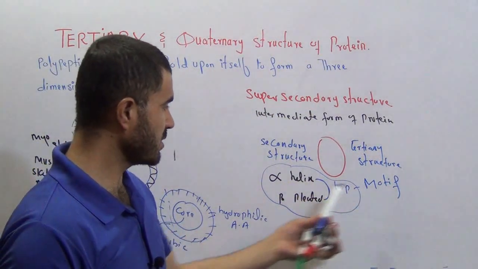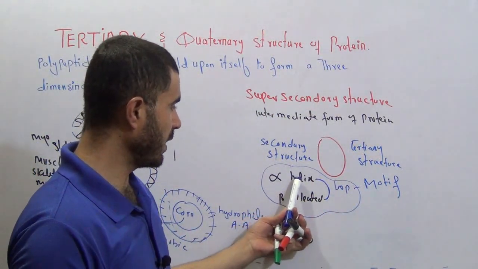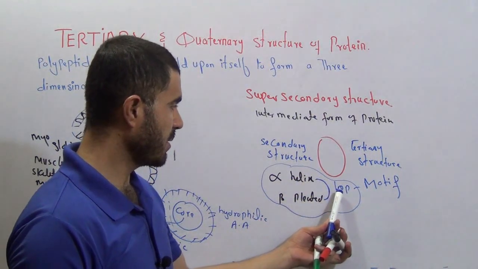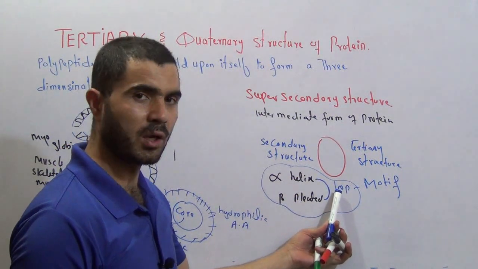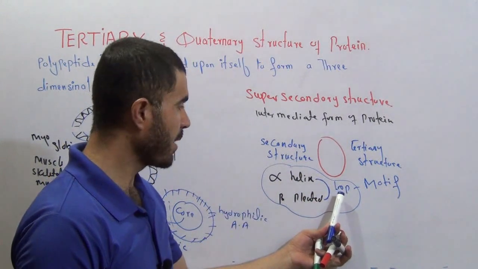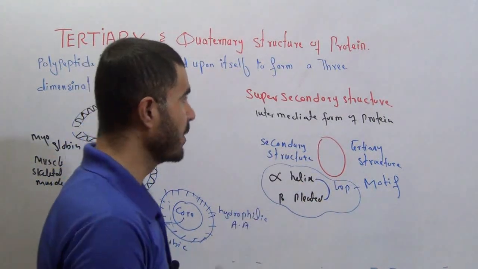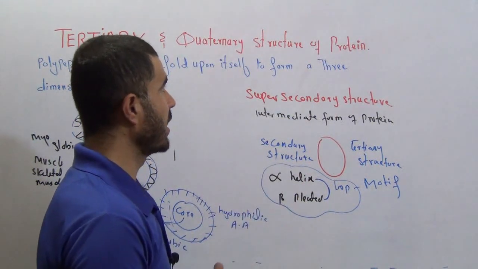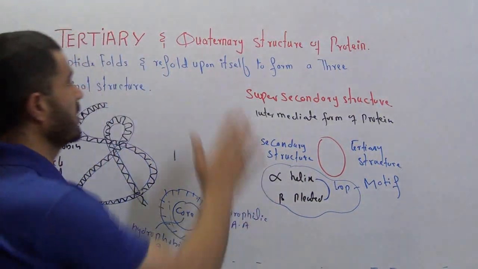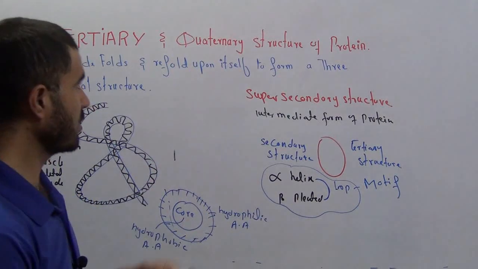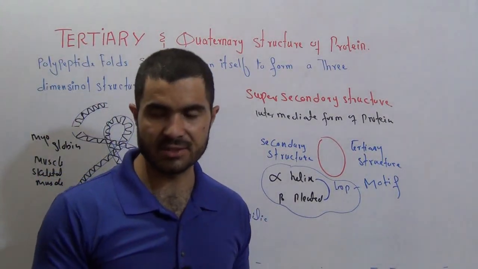Motif represents the combination of alpha helix with beta pleated sheet being connected with one another through the loops of the protein chain, and we call it motif or supersecondary structure. So that's gone. Now come to the last one, which is quaternary structure. Here quaternary structure is also present, and now it's easier than the tertiary structure.